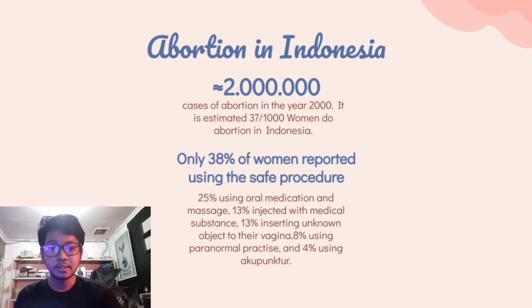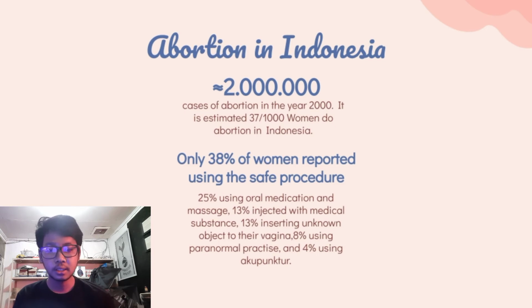Abortion. A community-based survey done in 10 major cities and 6 districts in the year 2000, conducted by Pusat Penelitian Kesehatan University of Indonesia, reveals that there are approximately 2 million abortions in Indonesia. So it is estimated that there are 37 abortions for every 1,000 pregnant women in Indonesia.